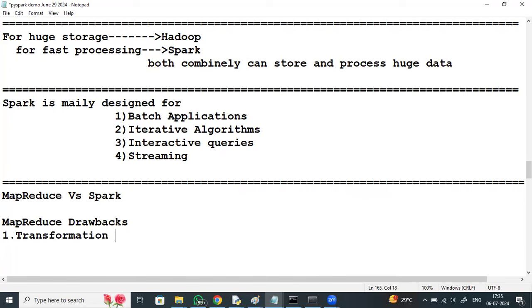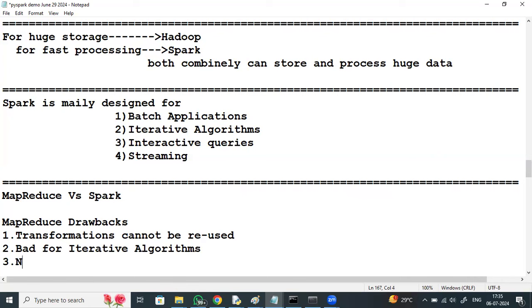With the available features only, transformations cannot be reused. Transformations cannot be reused. It is bad for iterative algorithms. If you heard previously, in Hadoop there is a component called Mahout for ML and iterative algorithms. When Spark was introduced, it got outdated.